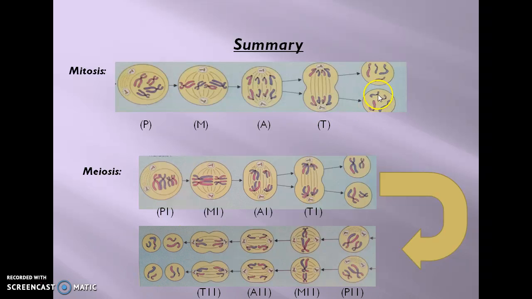Here it gives you 2 cells. Here it gives you 4 cells. Okay, here they are identical in genetic materials. Here they are not identical in their genetic materials.